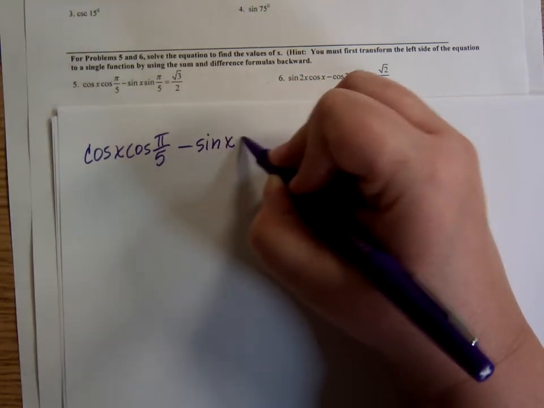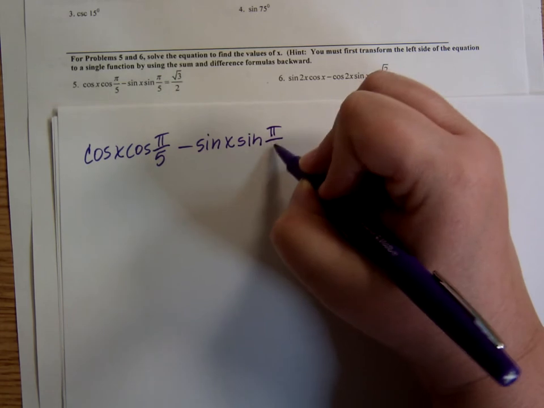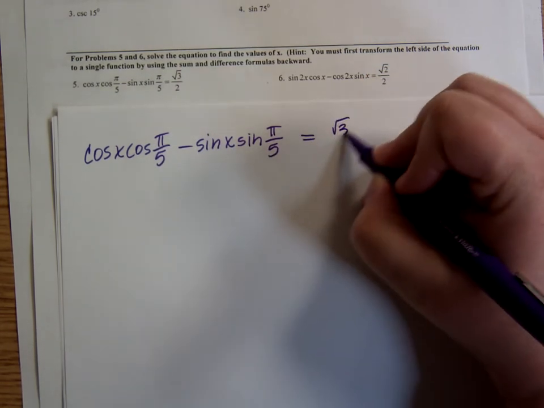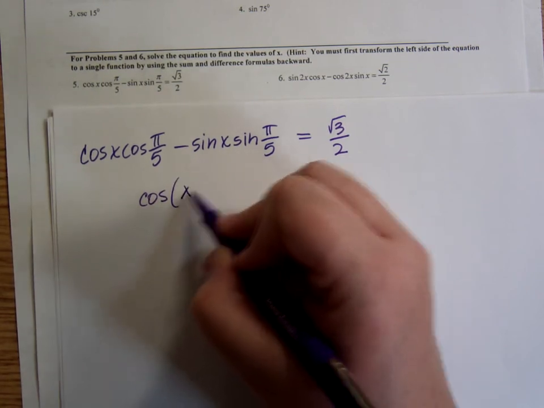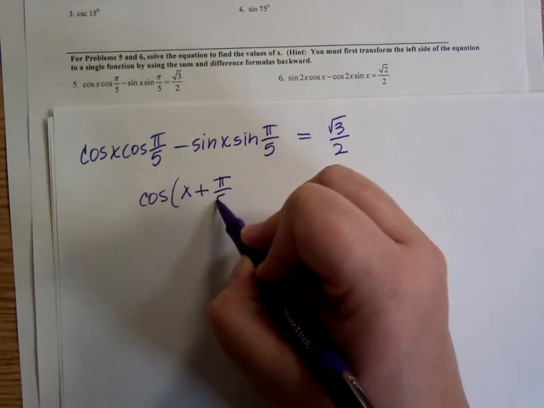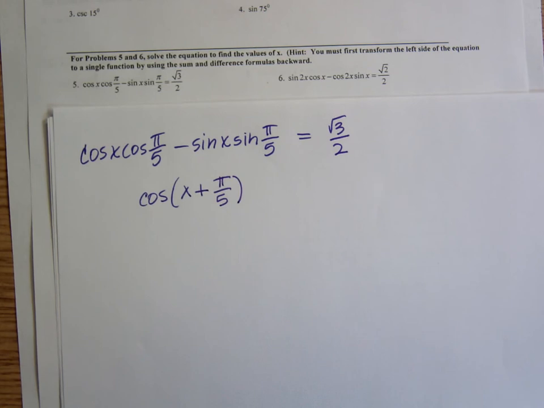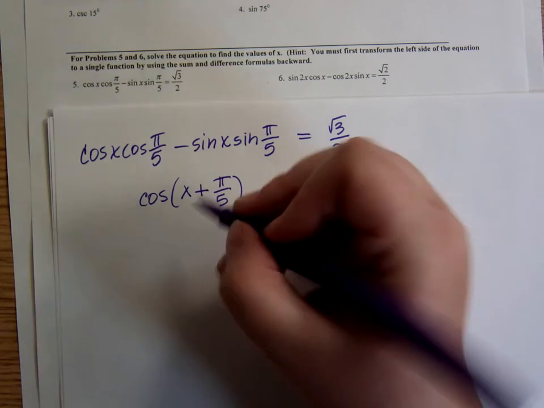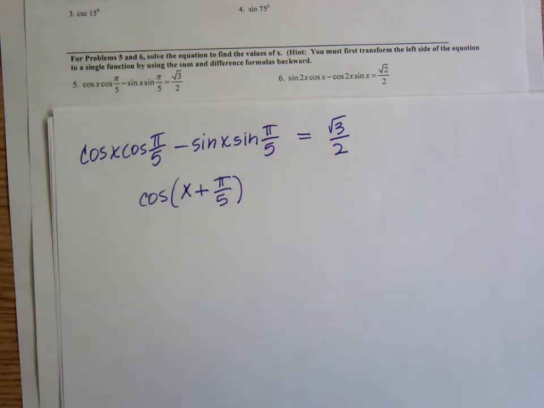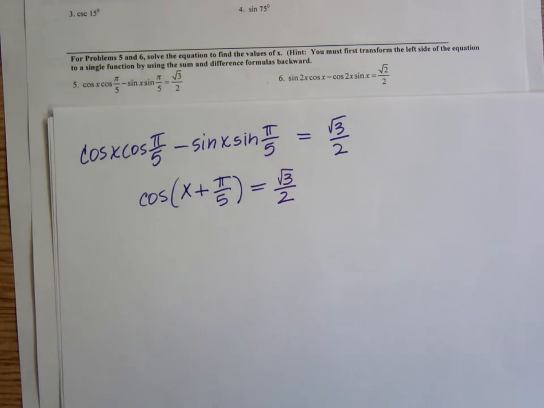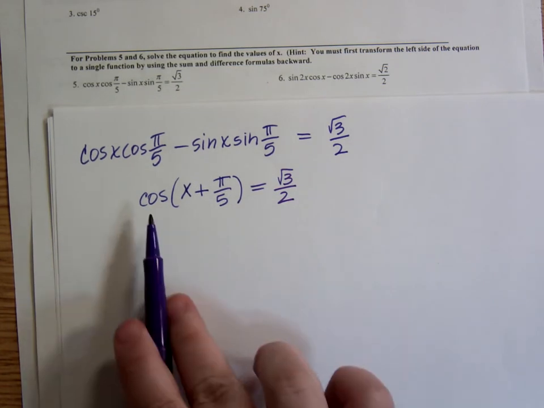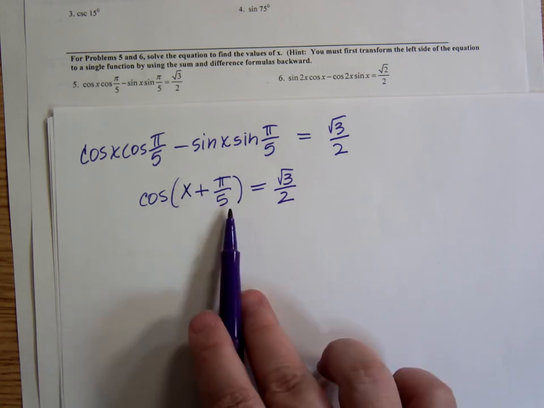This, which equals square root of 3 over 2, is the same thing as cosine of x plus pi over 5. Everything on the left is the same thing as the cosine of one of these angles plus the other angle. So I'm going to do inverse cosine. In other words, I'm asking myself, cosine of what angle gives me root 3 over 2?